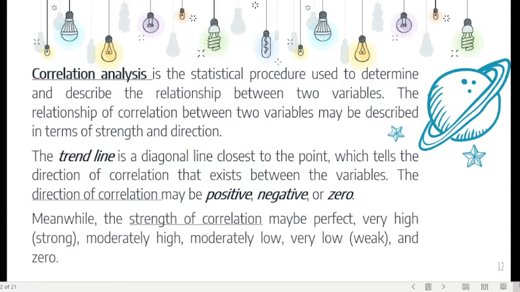And the last one, the strength of correlation may be perfect, very high or strong, moderately high, moderately low, or very low or weak, and zero. When you have a zero correlation, it means that the first variable is not related to the second variable. So what does it mean by a positive correlation, strong positive correlation, weak negative correlation, or zero correlation at all? So let us analyze these graphs.